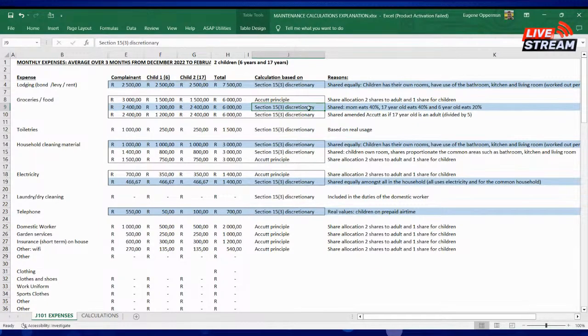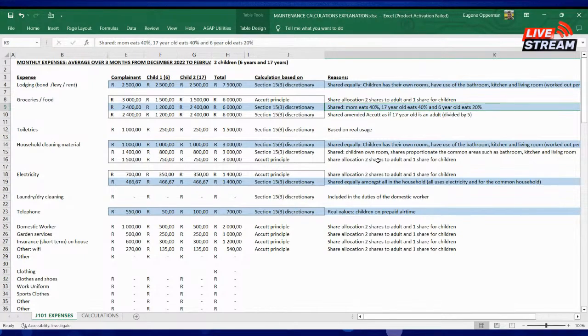If we use, for example, mom says, you know what, mom, it's 40% of the food that is bought because she's an adult. But here comes it in. You know what? The 17-year-old and 6-year-old do not eat the same amount. The 17-year-old would probably eat more than the mother.